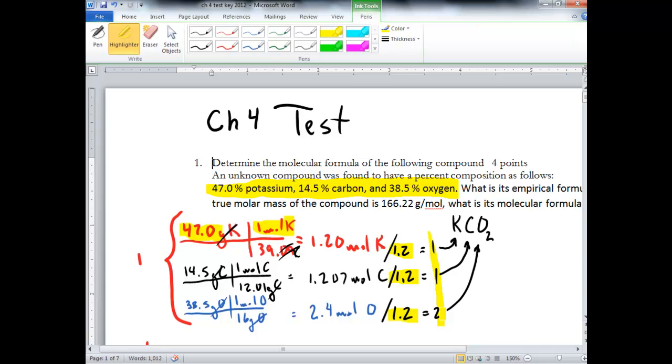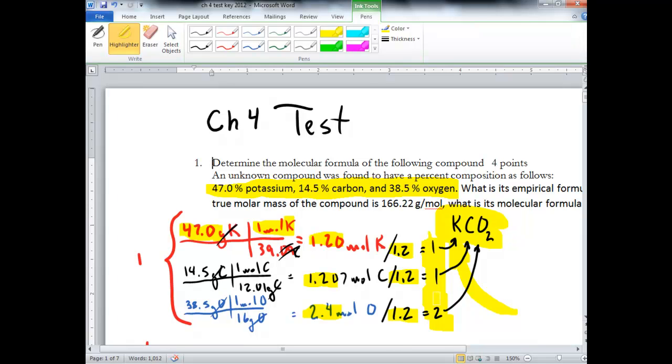But in this case, we came out with 1.2 grams of potassium, 1.2 grams of carbon, and 2.4 grams of oxygen. And that came real neatly to a 1 to 1 to 2 ratio. We determined that the empirical formula, the lowest whole number ratio, is KCO2. And the order of that is not particularly important, although usually we write metals first in any kind of compound like this.